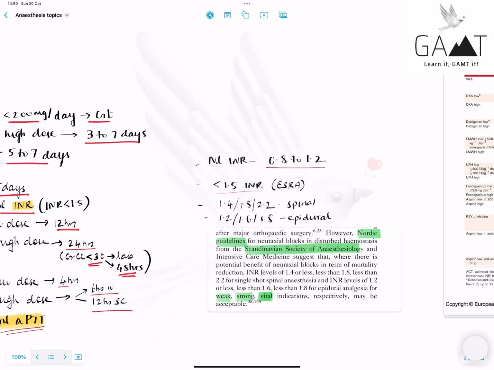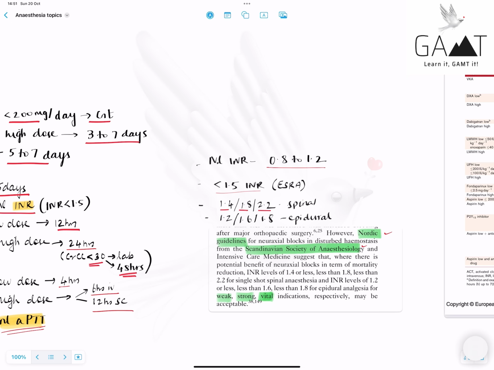But they do highlight, however, that the Nordic guidelines for neuraxial blocks and also the Scandinavian Society of Anesthesiology and ICU guidelines are much more liberal. For the spinal, they have 3 different thresholds: 1.4, 1.8 and 2.2, based on weak, strong and vital indications for neuraxial blocks. For epidurals it is 1.2, 1.6 and 1.8. As per the ESRA guidelines, the INR should be less than 1.5. But it's important to know that there are other, more liberal guidelines, so you just need to use your clinical judgment while deciding on what course of action to take.